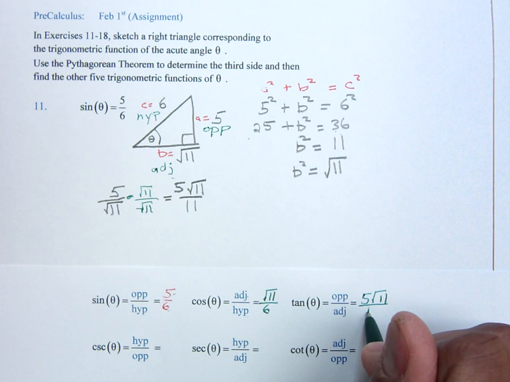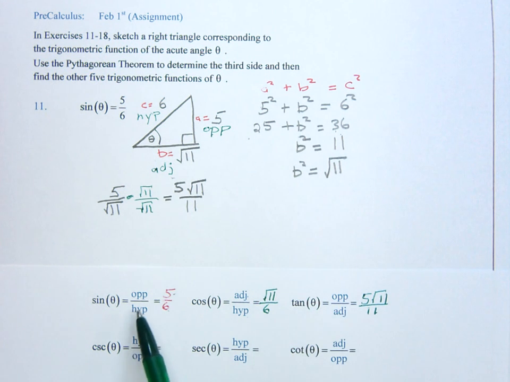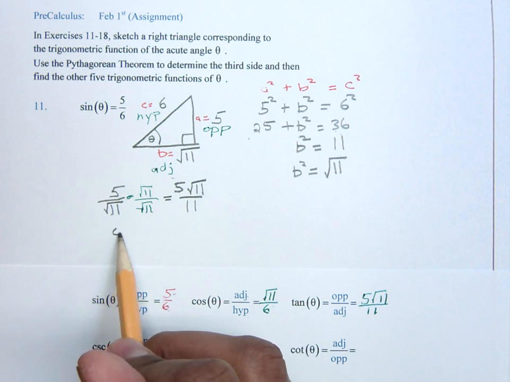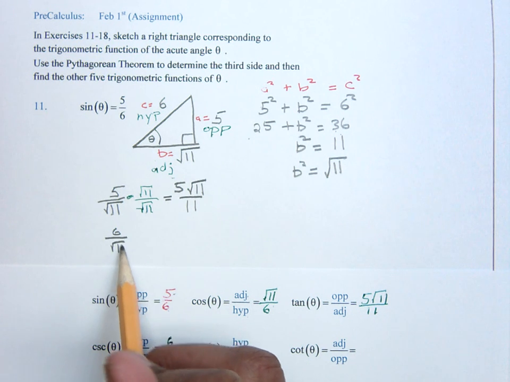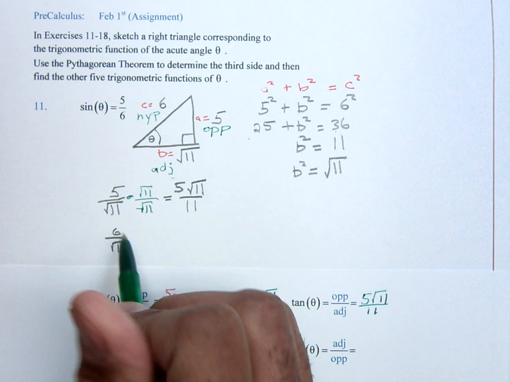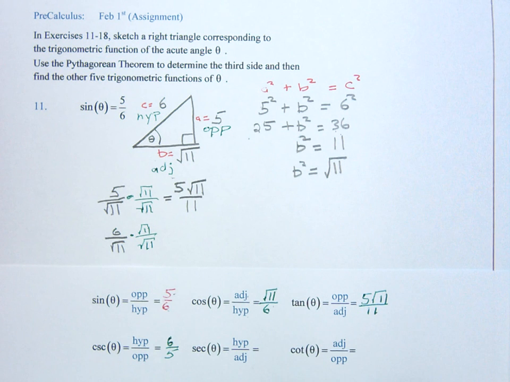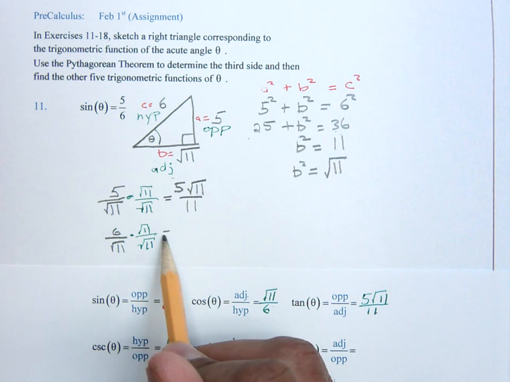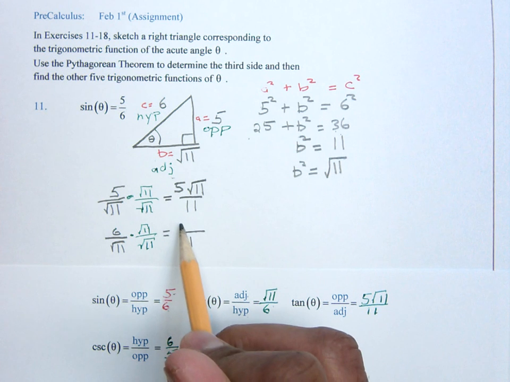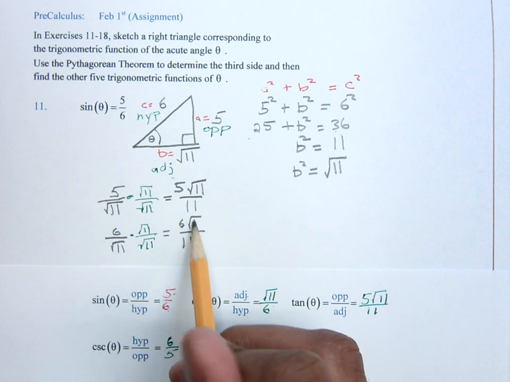Now to find the other three, they're just the reciprocals. Instead of opposite over hypotenuse, this will be the hypotenuse over the opposite. We'll just reverse these, and we'll get 6 over 5. We'll do the same thing here, but we're going to need to simplify it. If I reverse the 6 and the radical 11, I need to rationalize that by multiplying by radical 11 over radical 11. The denominator will be 11, and the numerator will be 6 times radical 11, 6 times root 11.